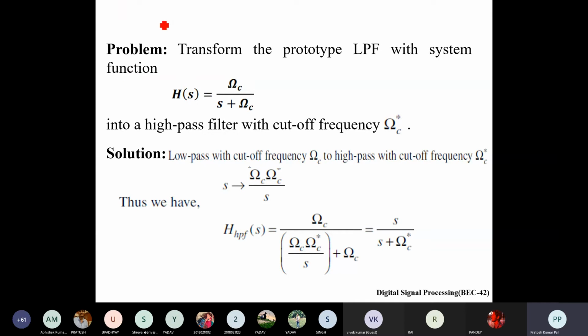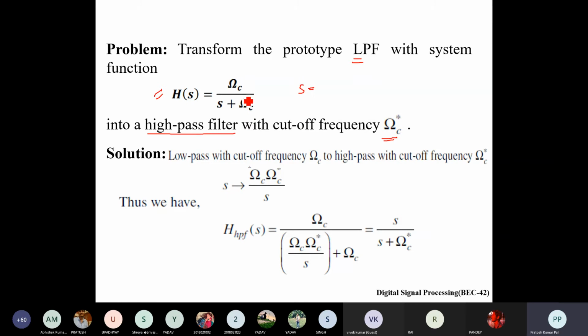Suppose a prototype low pass filter is already given such that its transfer function is H(s) equal to omega c divided by s plus omega c, and we need to convert it into a high pass filter with a cutoff frequency of omega c star. Then we need to replace this s by the high pass filter specification mapping that we have studied in the previous slides.